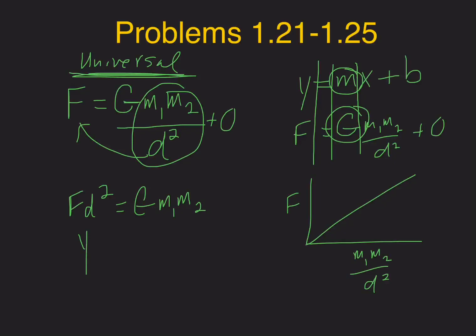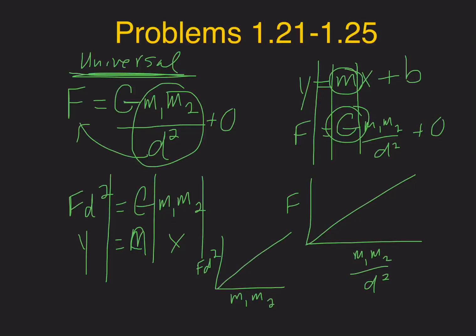I could do y, there's my y, equals m, slope, which is G, times x, which would be m1, m2. So on this graph, I would have graphed F d squared on the y, and I would have graphed m1, m2 on the x, and I'd still get a straight line, and the slope would still be G. So there's a couple of different ways you could manipulate this, but in both ways, you can cram it into the y equals mx plus b and figure out how to make the slope be G. Hopefully that made a little bit of sense.